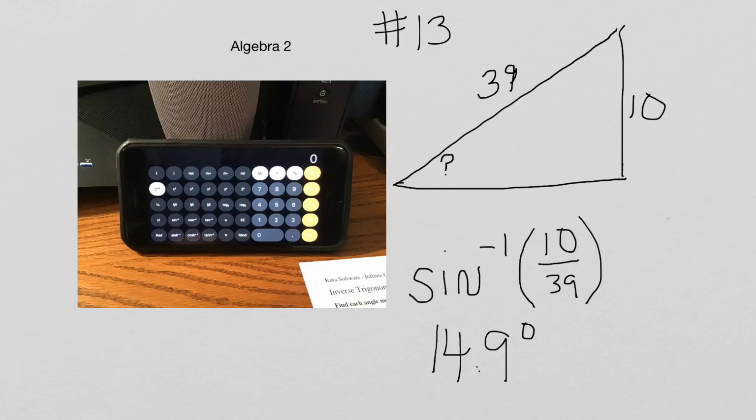The one thing I noticed when playing with this calculator is it's a little bit temperamental. Sometimes you have to go up here and hit the clear buttons a few extra times. What was happening was my calculator was turning this into a percentage when I hit 10 divided by 39, and that's not what you want. You want a decimal. So clear it out. The way to do this is 10 divided by 39, then hit the arc sine button right there.